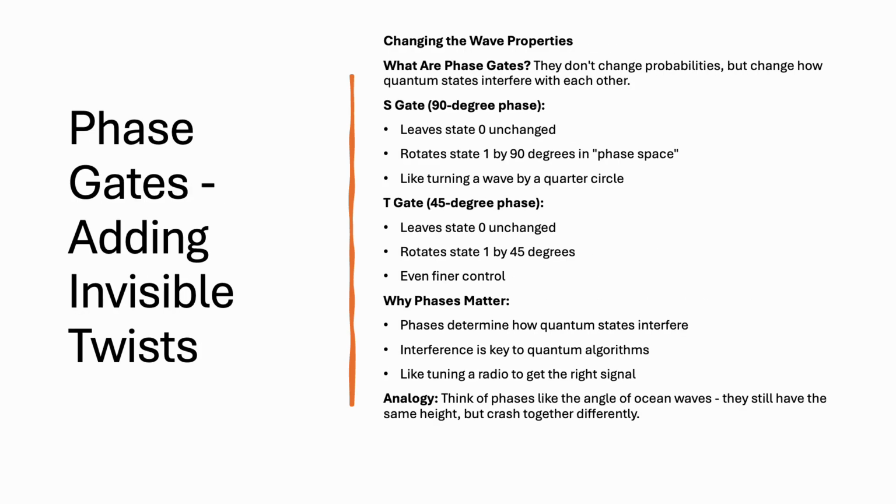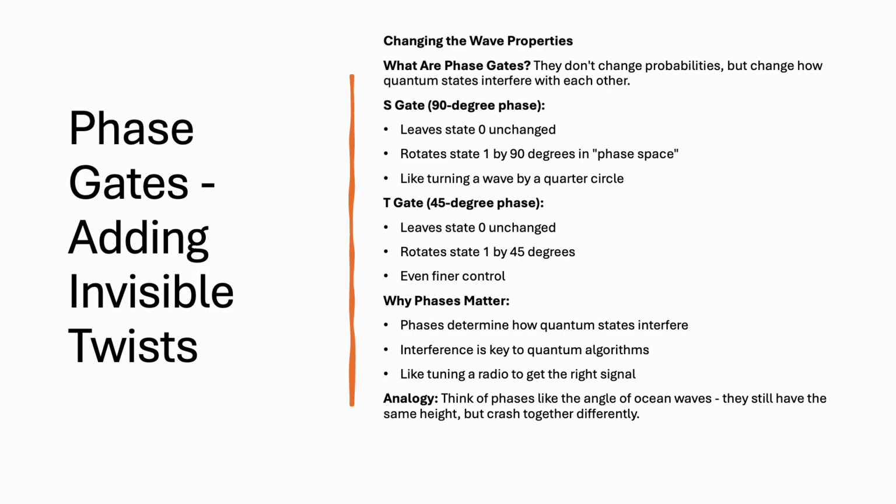Now let's discuss phase gates, which might seem less dramatic than gates that flip bits but are absolutely essential for quantum computing. Phase gates don't change the probability of measuring 0 or 1, but they change the phase, the wave-like property that determines how quantum states interfere with each other. To understand why this matters, remember that quantum algorithms work by using interference to amplify correct answers and cancel out wrong answers. Phase gates are the tools we use to set up these interference patterns.